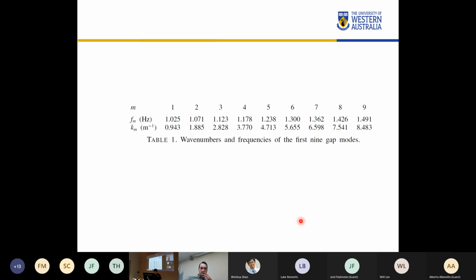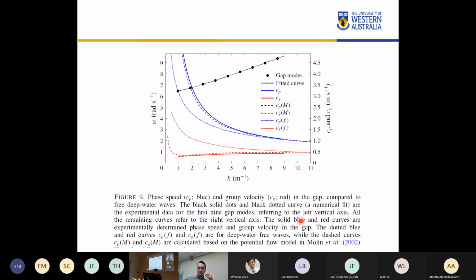And to further investigate that, we plot the frequency and also the wave number for the gap resonant mode, and it gives us the opportunity to look at the phase velocity and the group velocity of the gap resonance mode. And here, this is a picture. I should simplify that if I got time. But the dots are the experimental results.